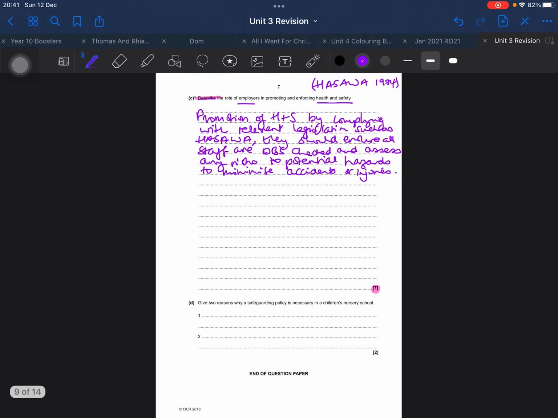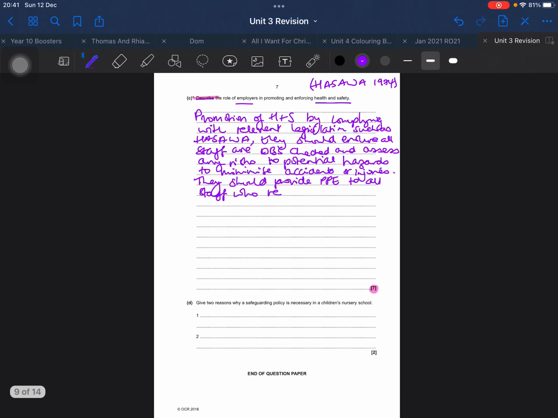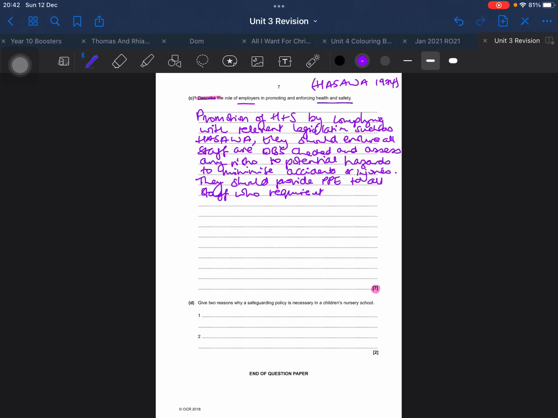Okay, what else do they need to do? Well, they need to provide PPE. So they should provide PPE, personal protective equipment, to all staff who require it. And provide training in its use.